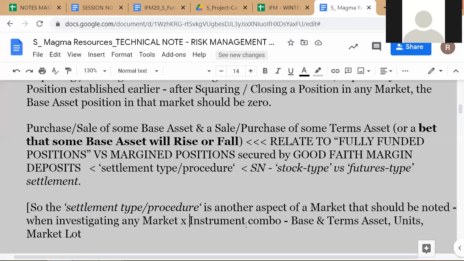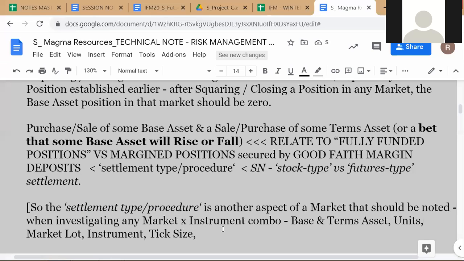Instrument is understood because it's market instrument combo, but I'll mention it once again. Base asset, terms asset. What is the unit? What is the market lot? And also there is the element of what is called tick size in the exchange traded market, which is minimum price fluctuation. You should understand that tick size, minimum price fluctuation.